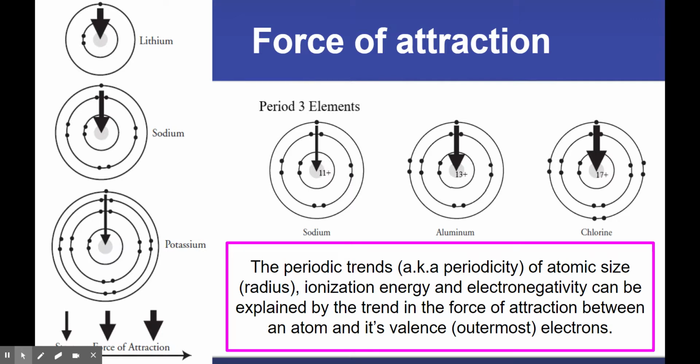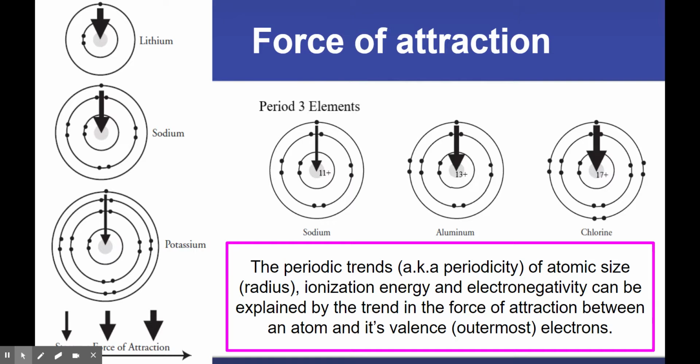But notice that we've also got three atoms there going across a period. So period, three elements. And notice that as we go across the period, we actually see that force of attraction increasing. That's really the trend that we want to think about: as we go down, our force of attraction is decreasing. As we go across to the right, our force of attraction is increasing.